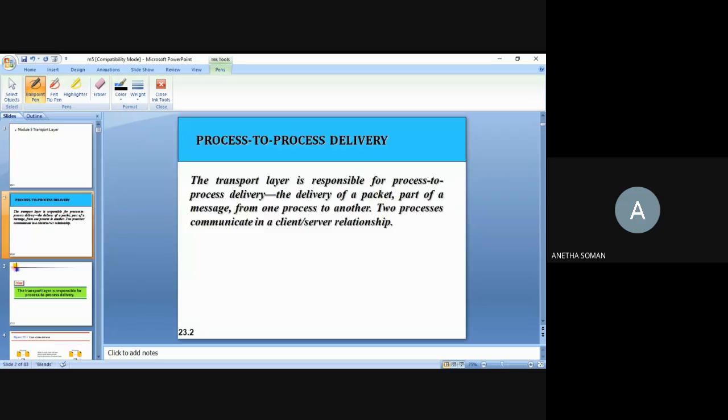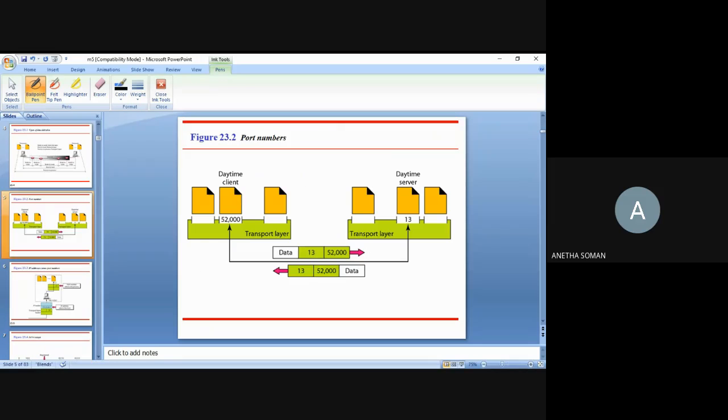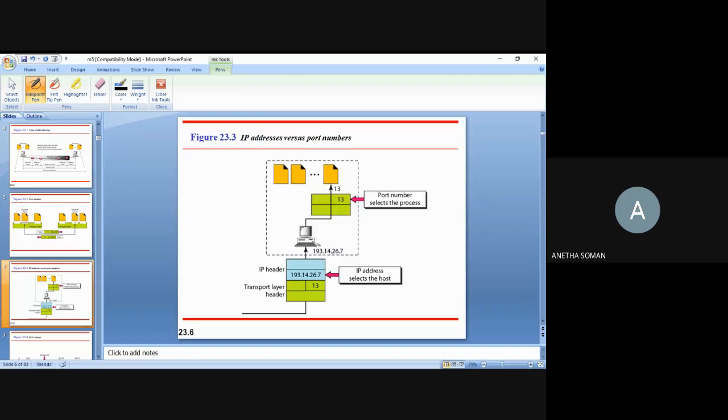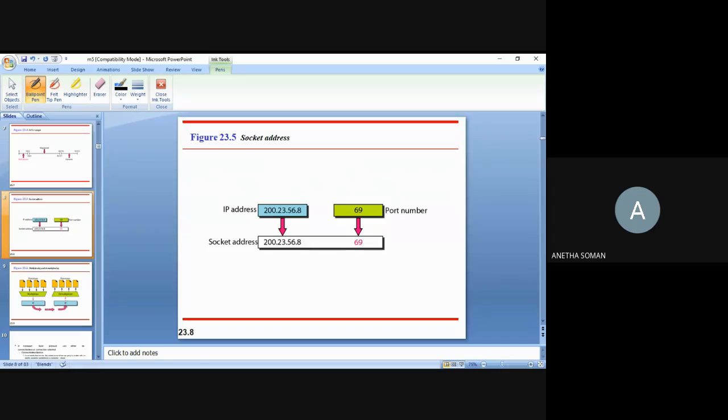And I have told you what we mean by process. A process is nothing but an application program running on a host, and how they communicate is based on the client-server relationship. I also told you what a port number is. What is the importance of the port number? In all the layers, you require an address to identify. If you want to deliver something, a packet, you require an address. At the transport layer, that address is called the port number. I also told you about the socket address, which is a combination of both the IP address and the port number.